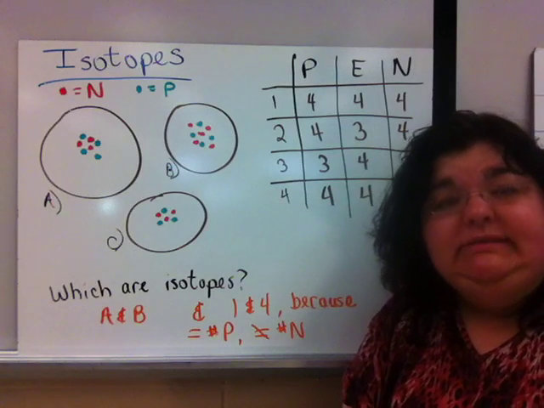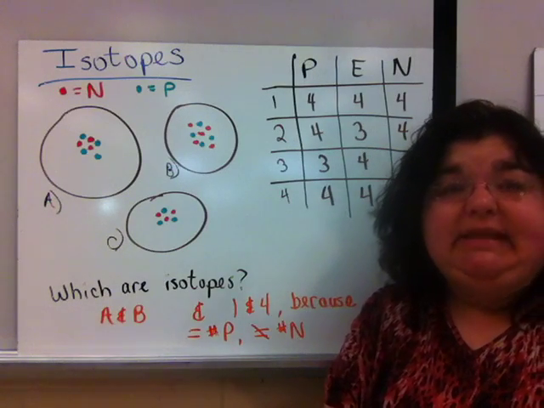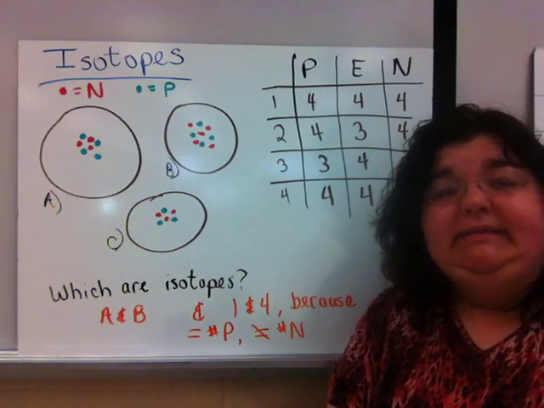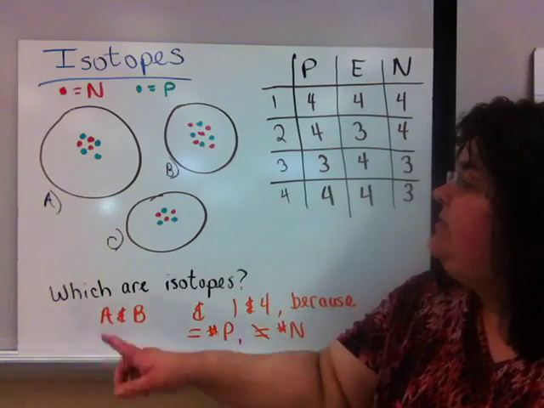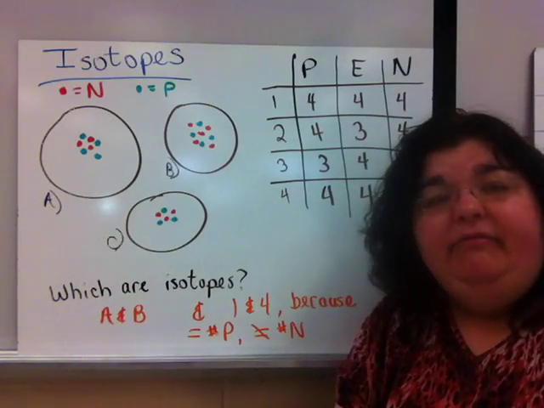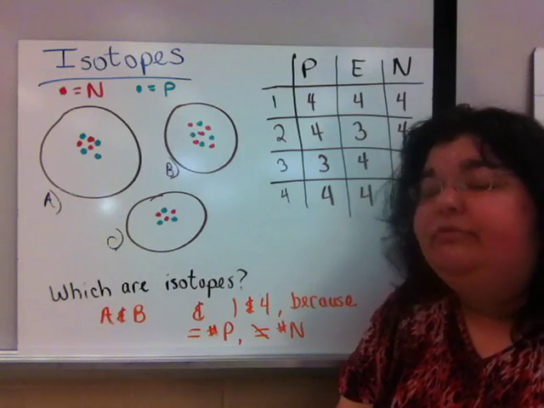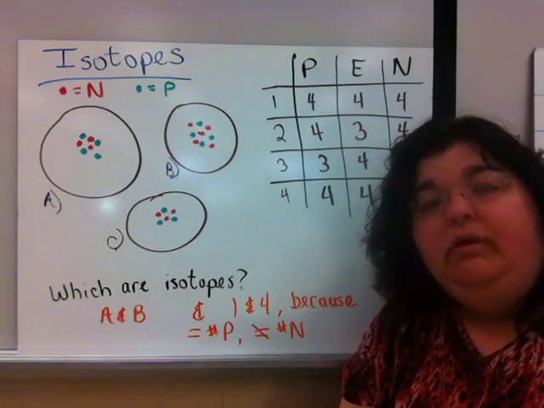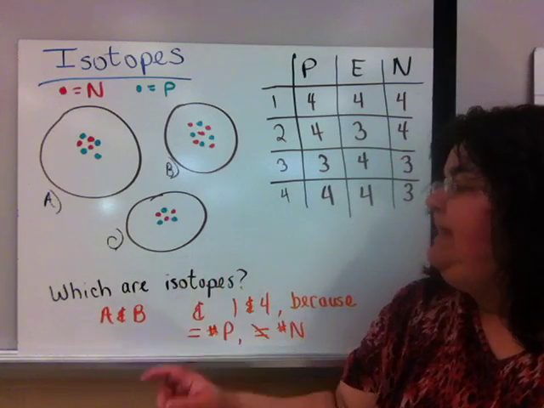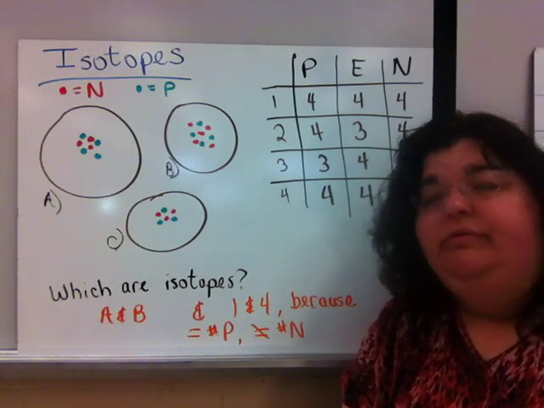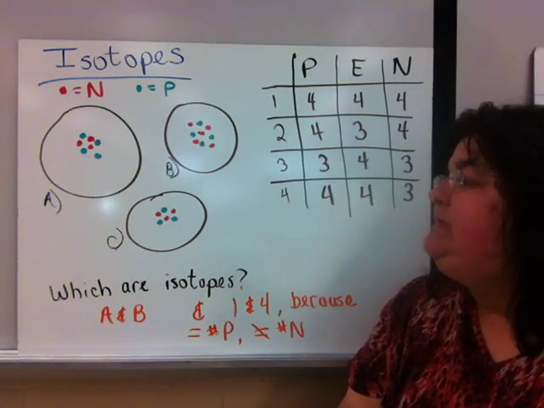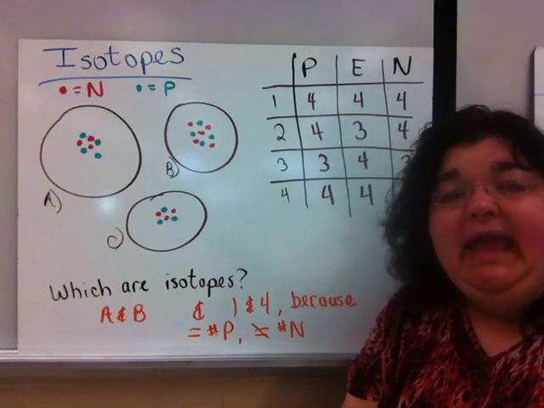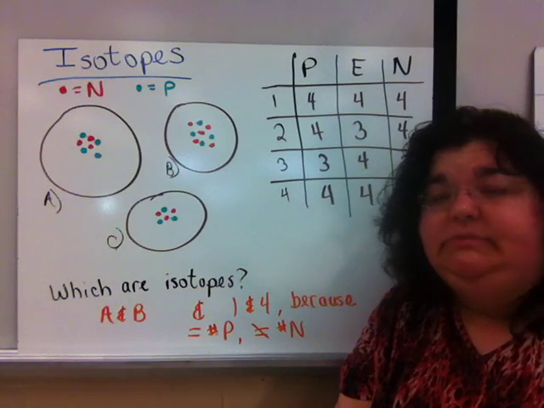Remember that the rule is that isotopes have to have the same number of protons and a different number of neutrons. So when I look at A, I see that I have 4 protons and 3 neutrons. And on B, I have 4 of both. And on C, I have 3 of both. So it looks like A and C and A and B are isotopes of each other.